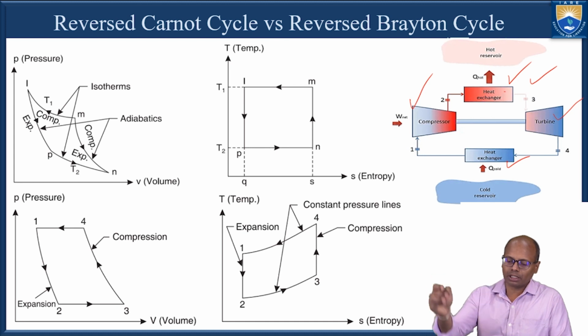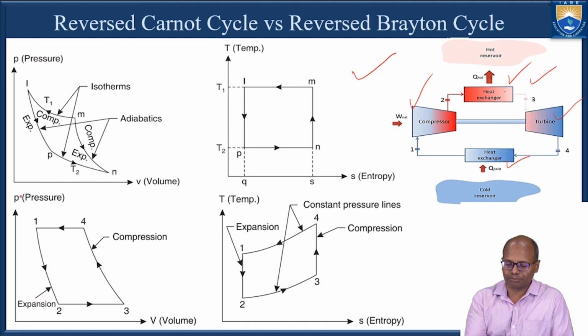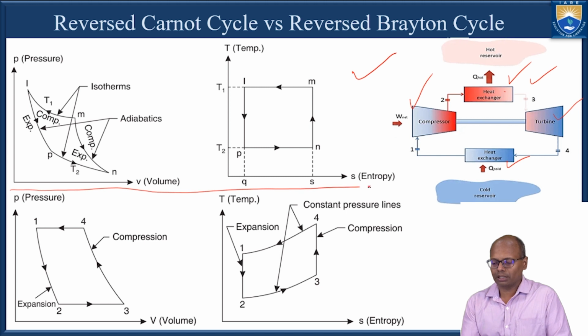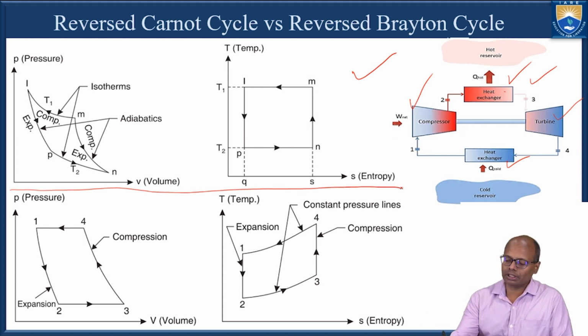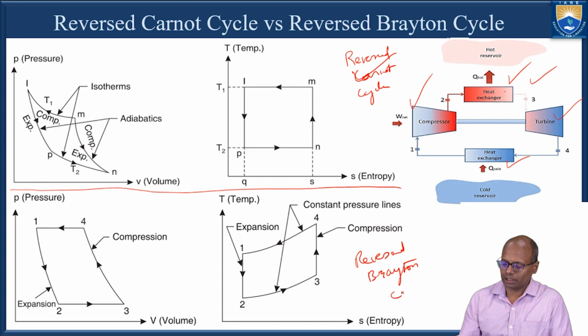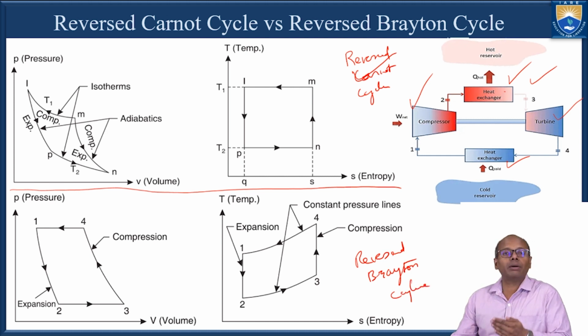Now coming to the reversed Carnot cycle, this is the diagram. The top one is for the reversed Carnot cycle, and this is for the reversed Brayton cycle. Now, what is the basic difference between these two?